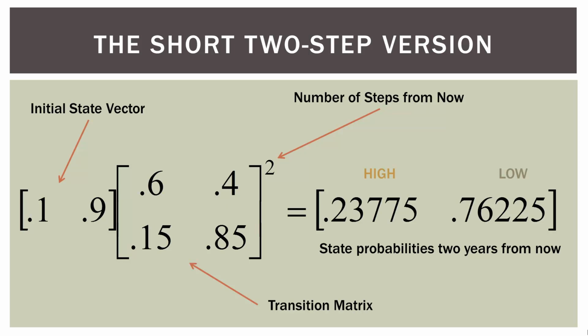So if we go into our graphing calculator, which I showed you how to do in the last video, and we do this in our calculator, we end up with 0.23775 for high risk and 0.76225 for low risk. So there's another way of doing that, you can see. You can just put it into your calculator and then do it the exact same way, and you'll get the exact same answer.